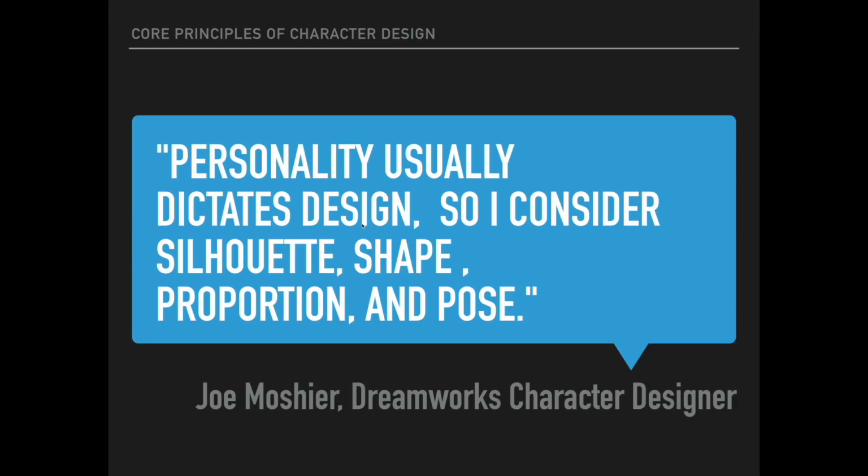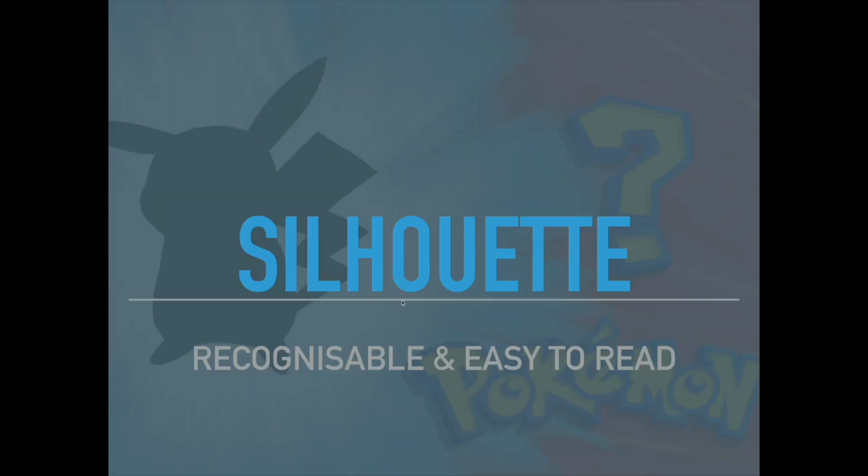So from this quote we can see the 4 core principles of character design, and we're gonna focus on those. Silhouette, shape, proportion, and pose, and we're gonna talk about some more too. So let's start from the first, silhouette.